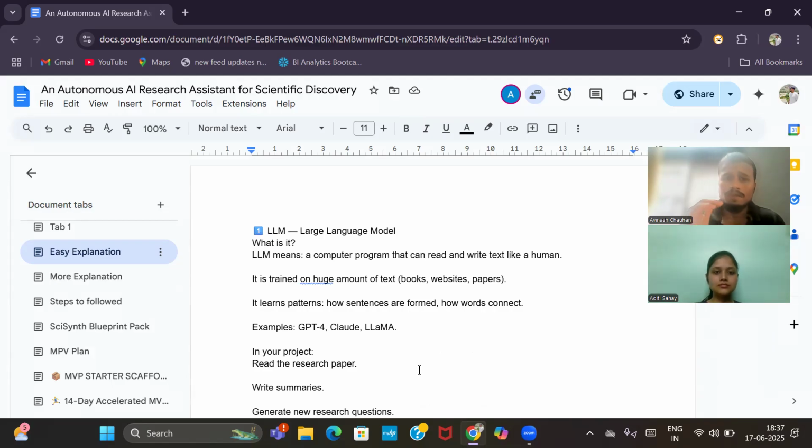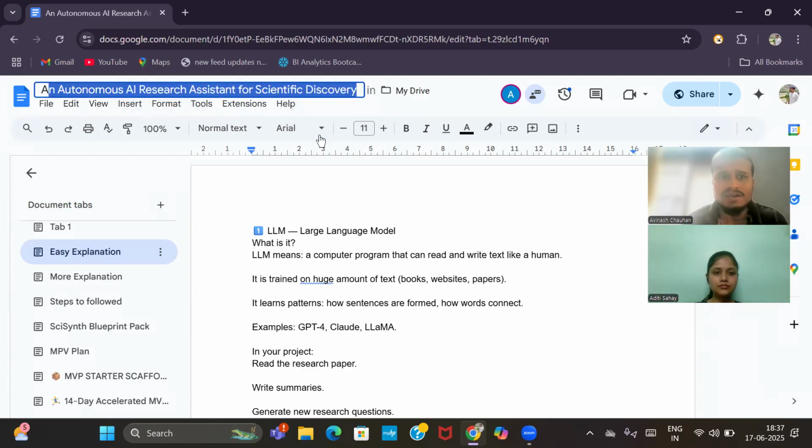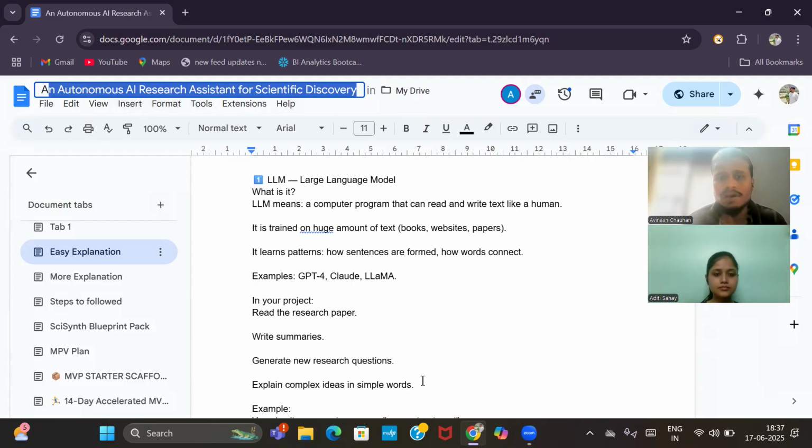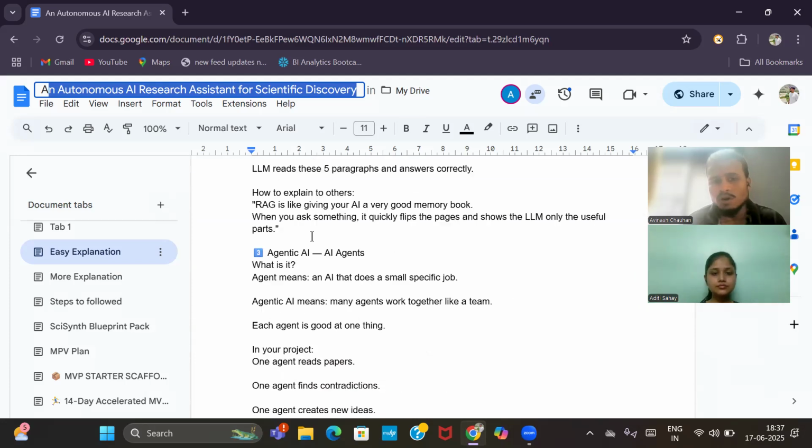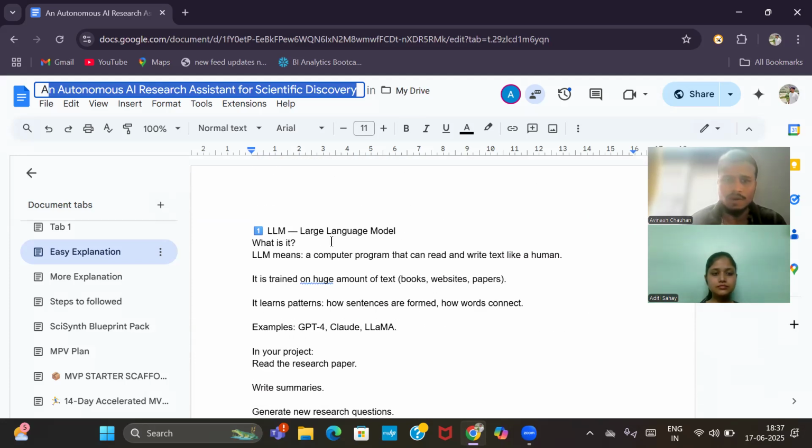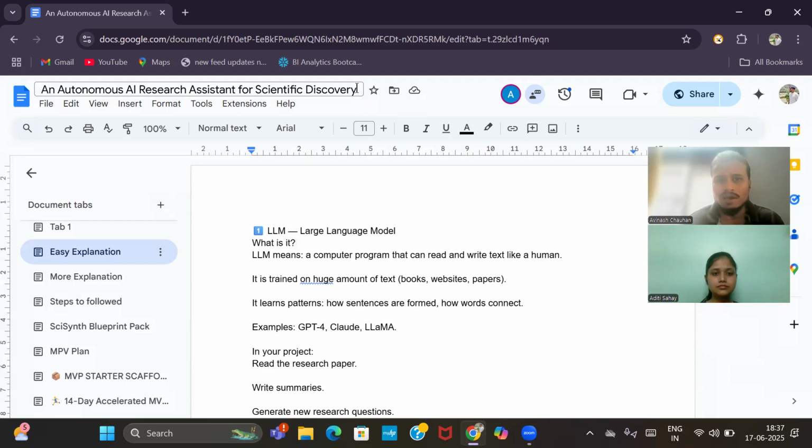But again, in the context of AI, autonomous AI, research assistant, scientific discovery, what do all these terms mean? Basically, in this particular project there is some research. We will be doing some research of scientific discovery, right?